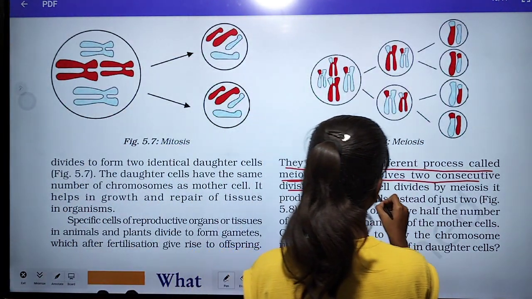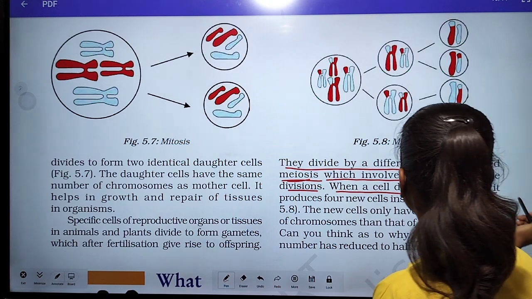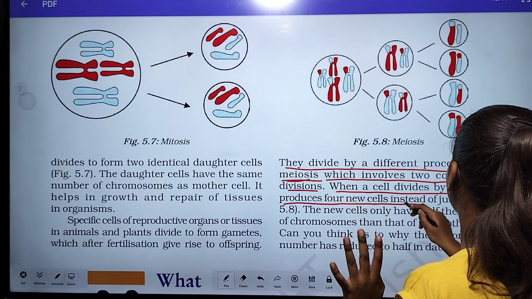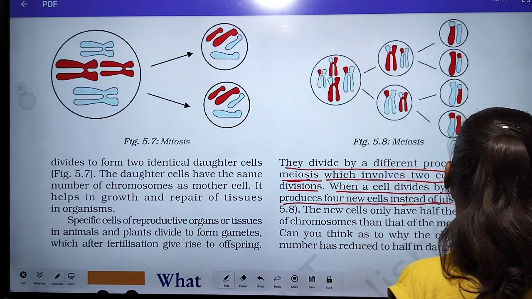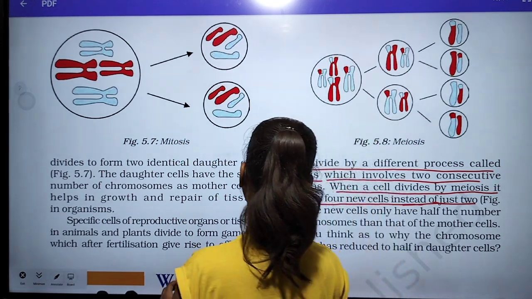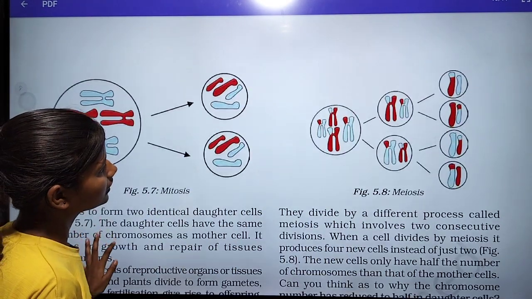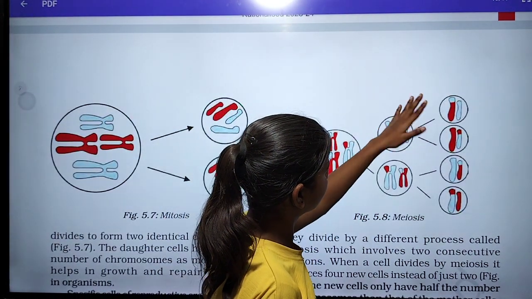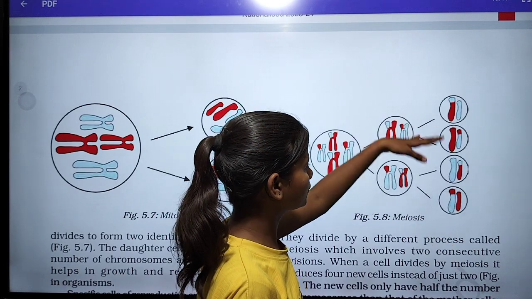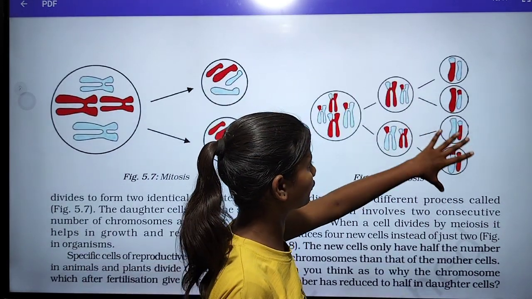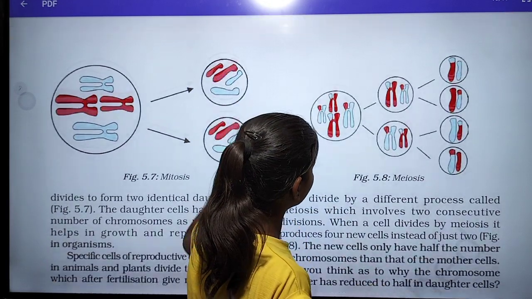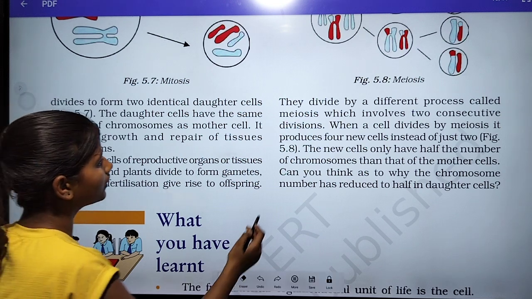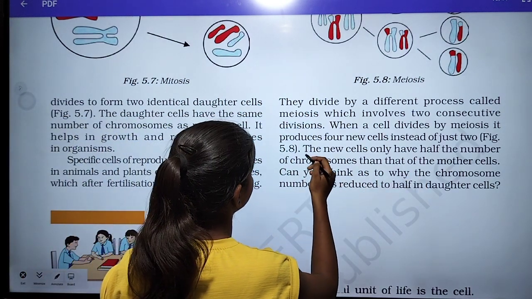When a cell divides by meiosis, it produces four new cells instead of just two. It means here you can see in the figure, this cell is divided into four new cells.